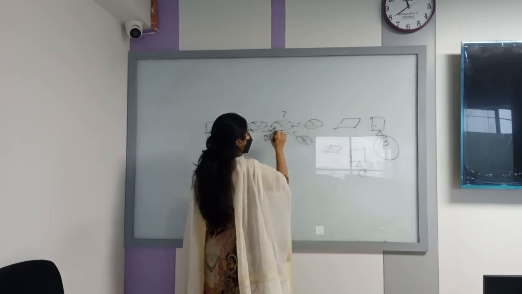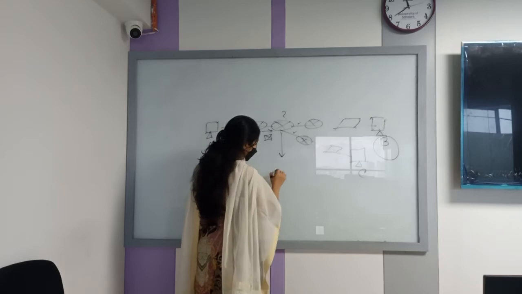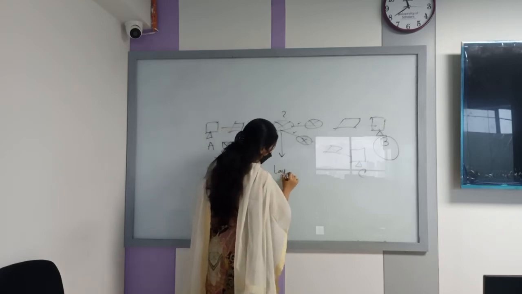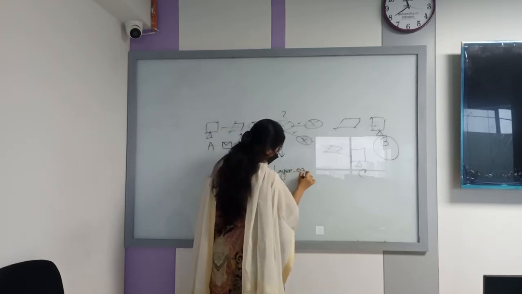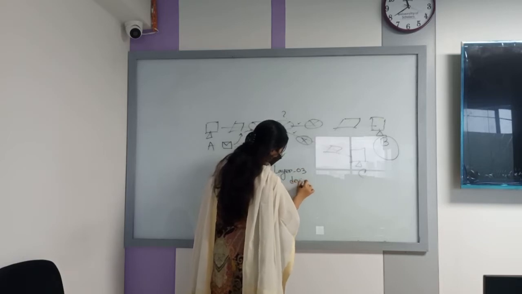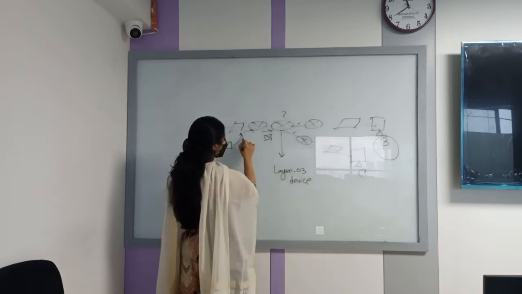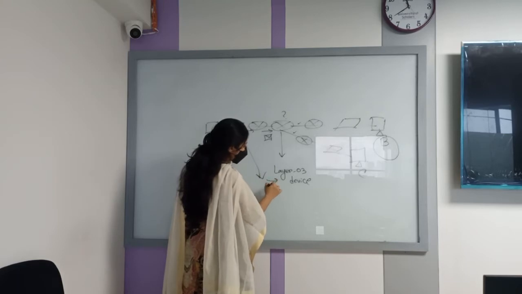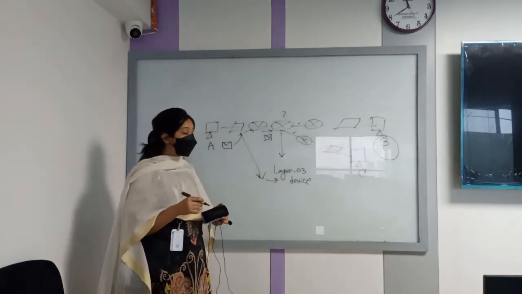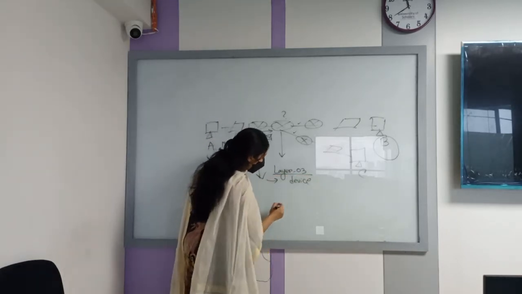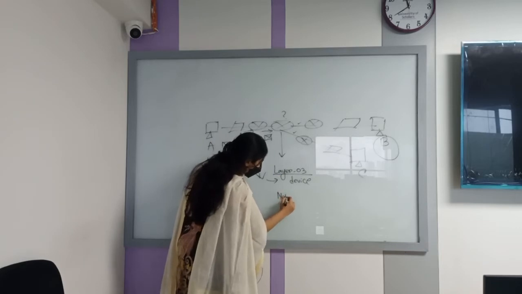So now the router is known as a layer 3 device. Also a switch can be known as a layer 3 device. Some switches work as layer 3. So what is layer 3? It is the network layer.